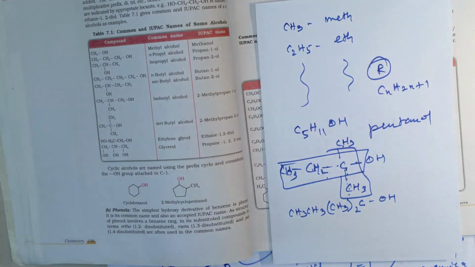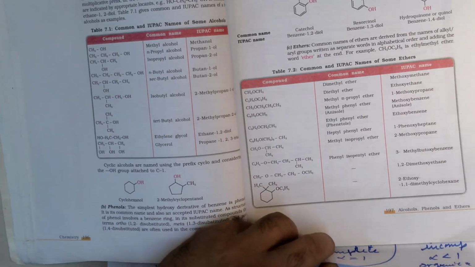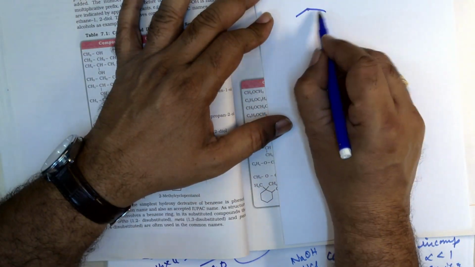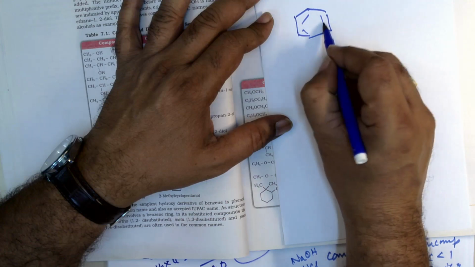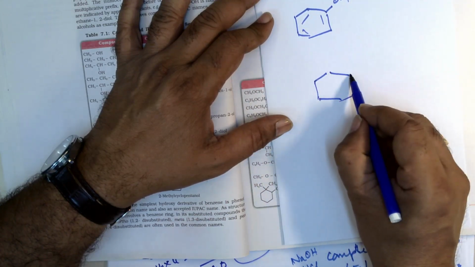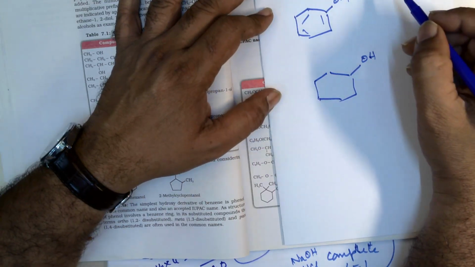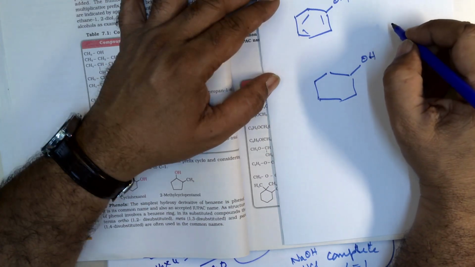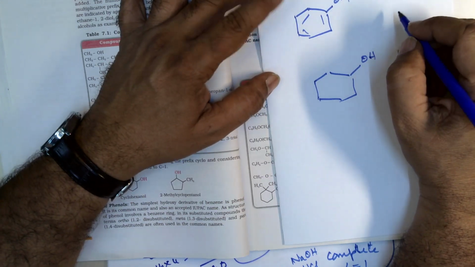Let me ask you one important question. Have you noted down? What is the difference between phenol and cyclohexanol? Phenol is this one. Cyclohexanol is this one. Now get me first of all the molecular formula. What is that? Pranav, can you tell me? This one.